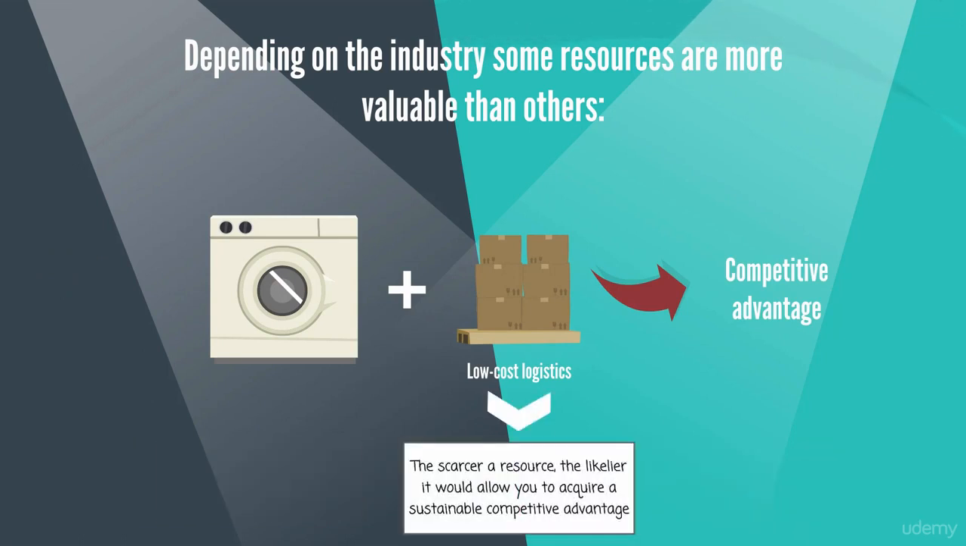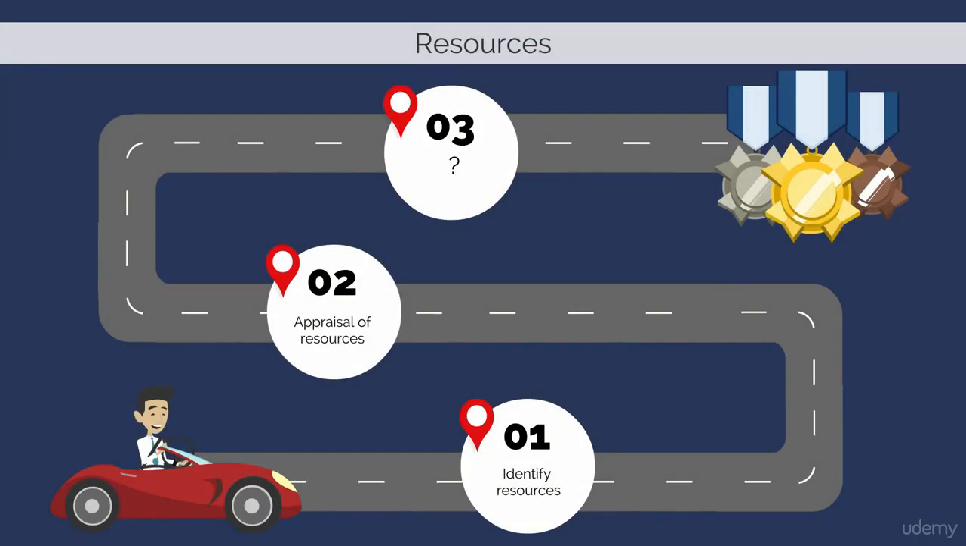Companies can establish a competitive advantage only when using resources or capabilities not easily available to all other participants in the industry. The scarcer a resource, the likelier it would allow you to acquire a sustainable competitive advantage, and one that will last in the long term. Then, we can say step number 2 in our process is appraisal of resources. These are the resources related to a critical success factor for the industry in which we operate. They're not widely available and are difficult to imitate. Identifying and securing these resources might result in a competitive advantage.